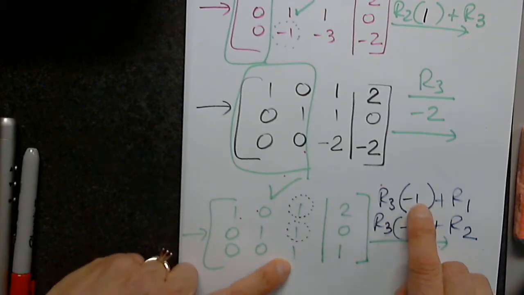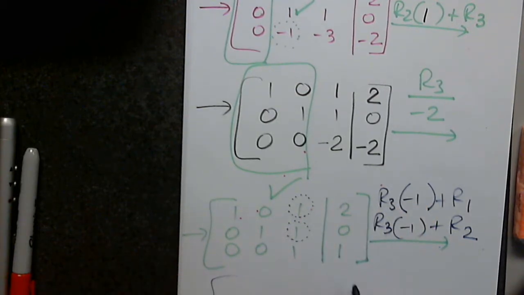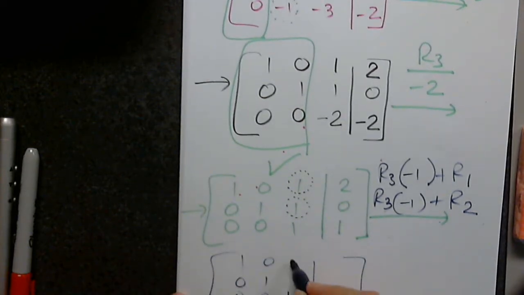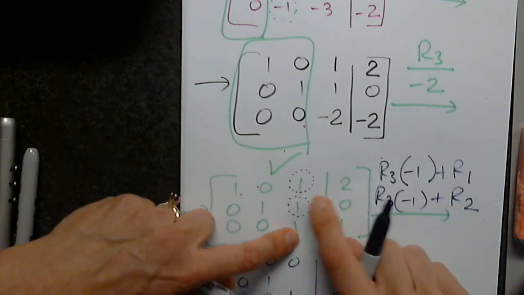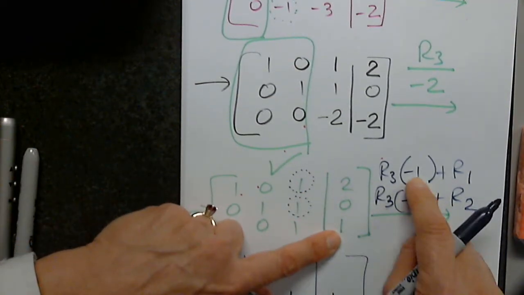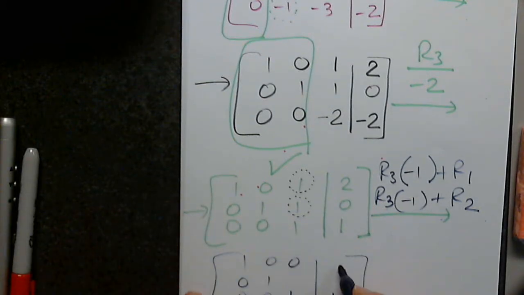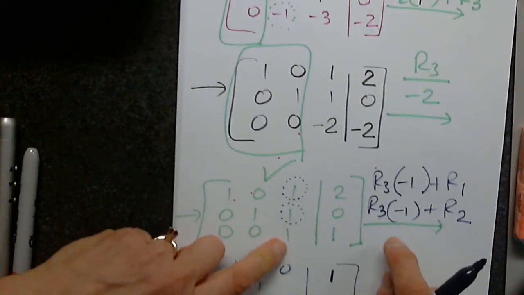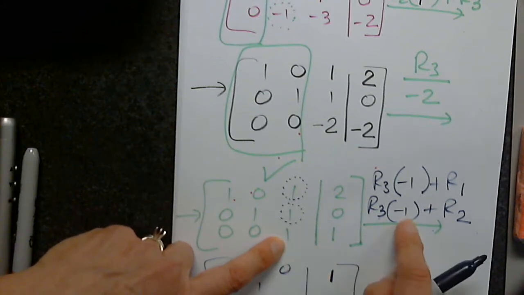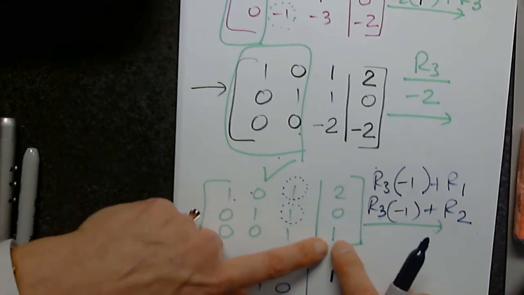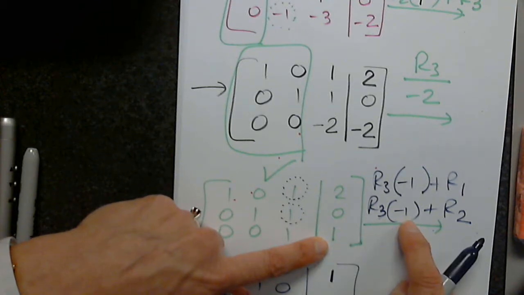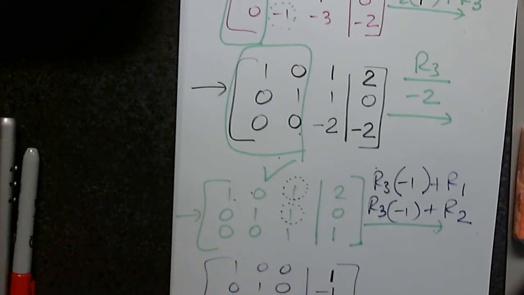So, 1 times negative 1 plus 1. 1 times negative 1 plus 2. 2. 1. 0. I'm sorry, negative 1 times negative 1 plus 1. 0. 1 times negative 1. Negative 1 plus 0, negative 1.